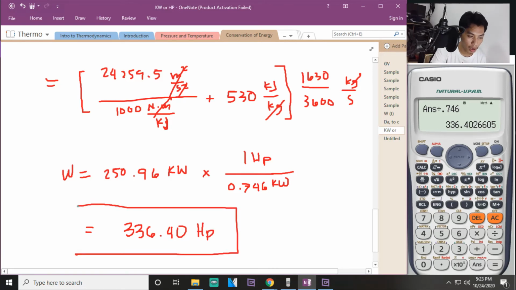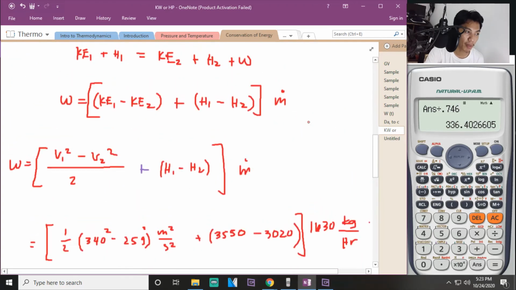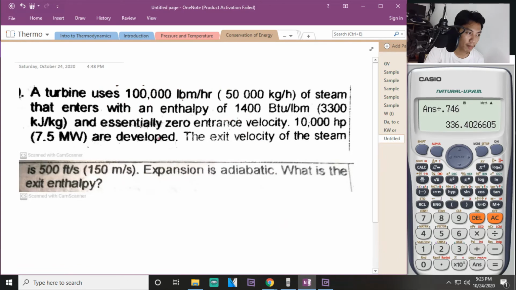That is the amount of power that your turbine will produce. That is for problem number 2. Problem number 3. Problem number 4.